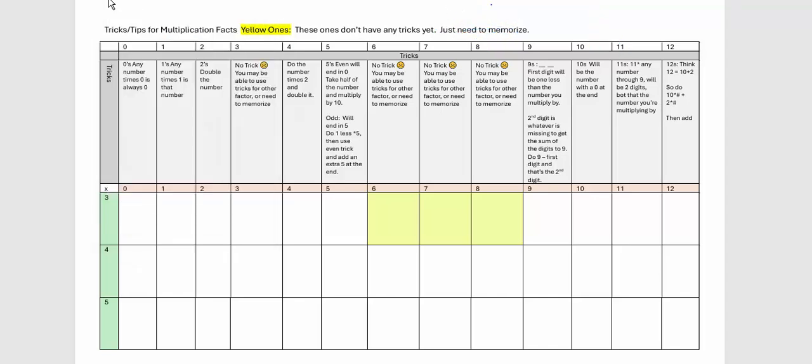So the trick for 3s, well, actually, we'll start with the 0s. So 3 times 0, the trick for 0s: any number times 0 is always 0. So we know anytime we see anything times 0, the answer is always 0. So see how there's a 3 down here and a 0 up here? This box stands for 3 times 0, and the answer is 0. This box stands for 4 times 0, and the answer is 0. This one stands for 5 times 0. So 5 times 0 is 0. So to look at this, you just say what's on the top and what's on the side, and you multiply those two numbers. You multiply the top number and the side number.